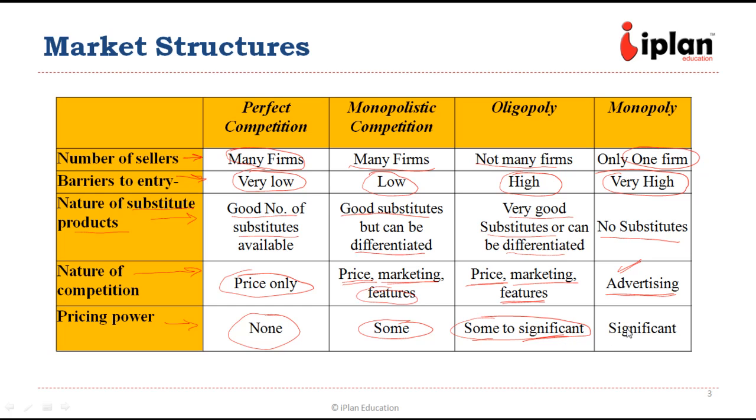And in the case of monopoly, the power of pricing is absolute, since there is only one company, so they have very significant pricing power.